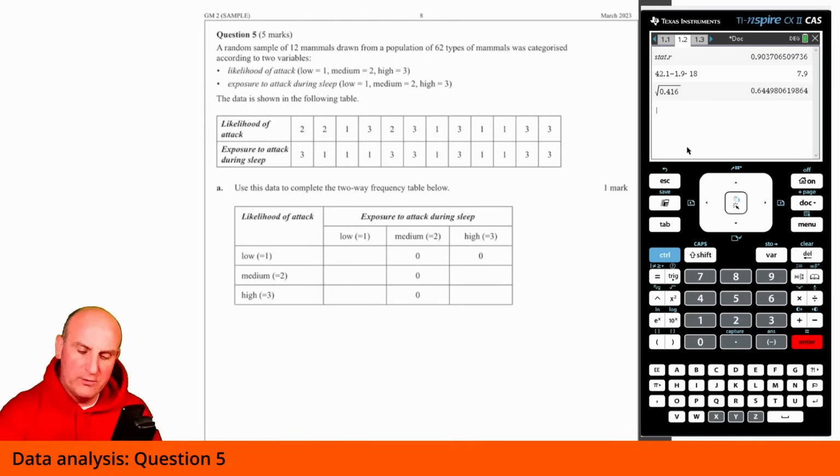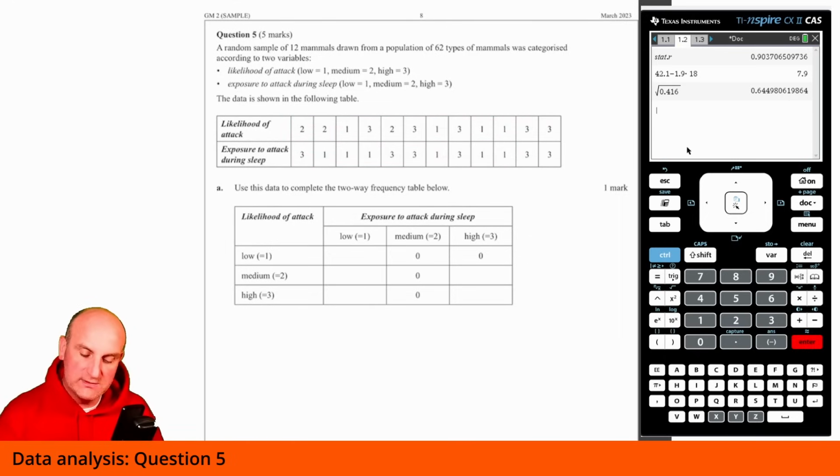A random sample of 12 mammals drawn from a population of 62 types of mammals was categorized according to 2 variables. Sorry about the sound of turning paper. Likelihood of attack and exposure of cat. The data is shown. Use the data to complete the 2-way frequency below. Okay, so likelihood of attack. So the first thing I'm going to do is low and low. So the likelihood of attack is my top one. My exposure is another one. So I want a top one of 1 and a bottom one of 1.